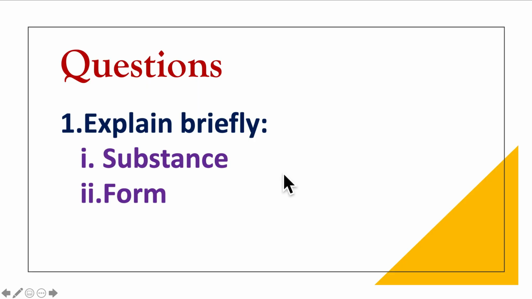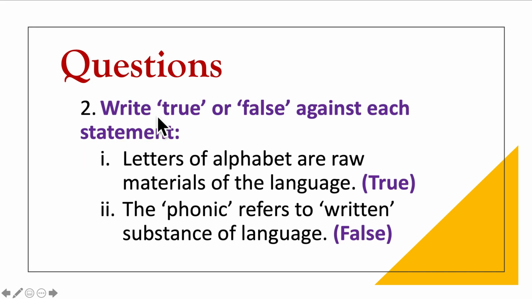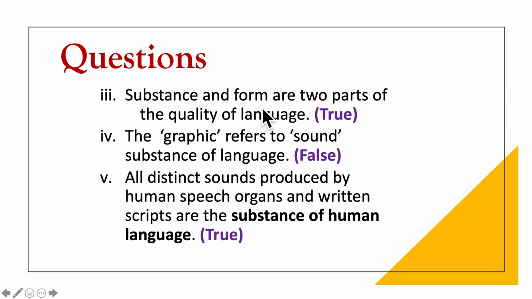That's all. Now it's time to talk about questions. Explain briefly substance and form. Question: write true or false against each statement. Letters of the alphabet are raw materials of the language. True. The phonic refers to written substance. False. Substance and form are two parts of the quality of language. True. The graphic refers to the sound substance of language.